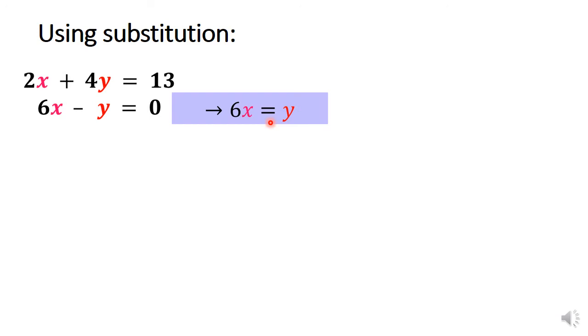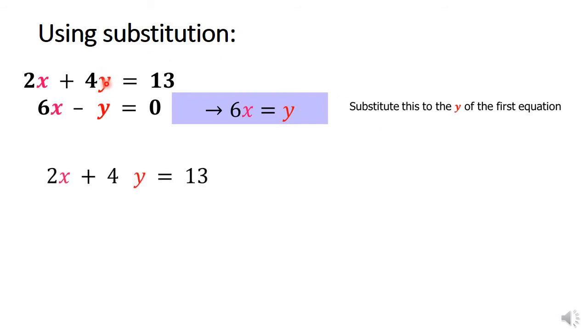Now what we are going to do is substitute this to the y of the first equation. So that is our first equation. What we want is to make this equal to 6x, so that we just have one equation which is just in terms of x. Just one equation in terms of just one variable, which we can now solve.